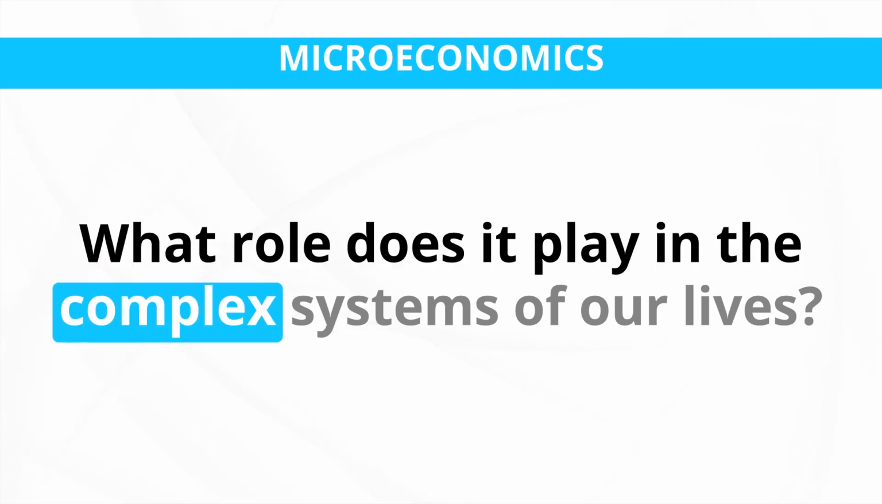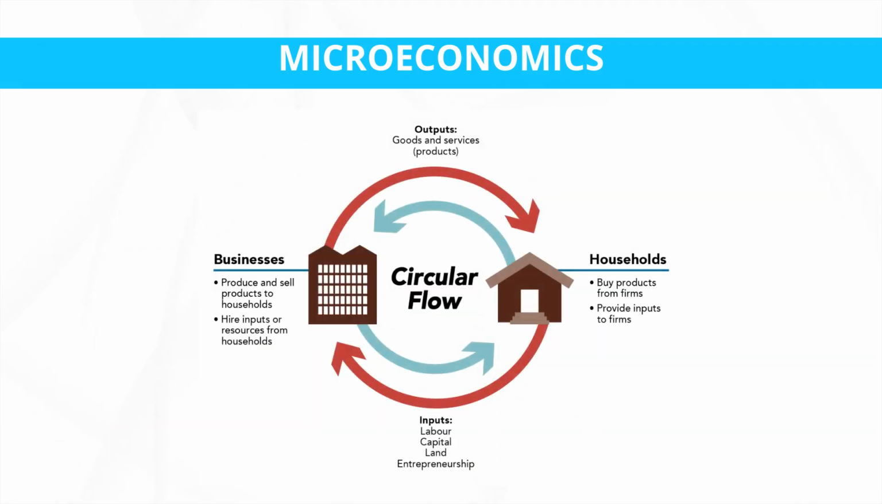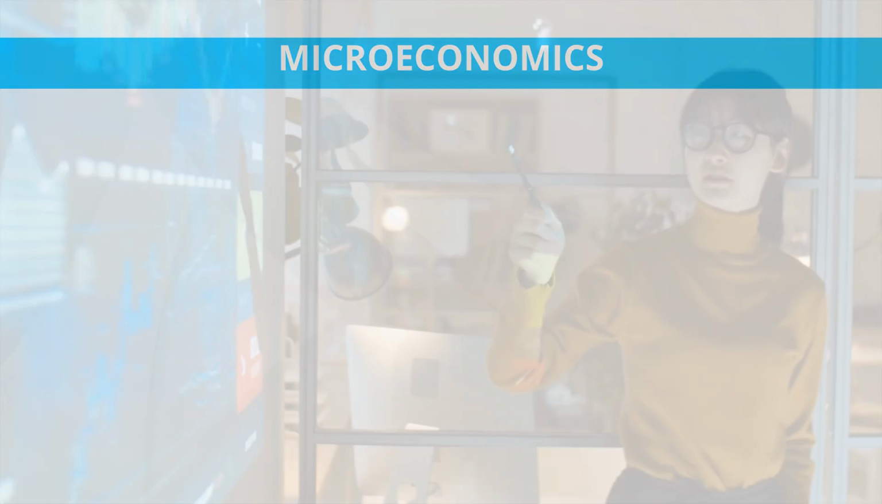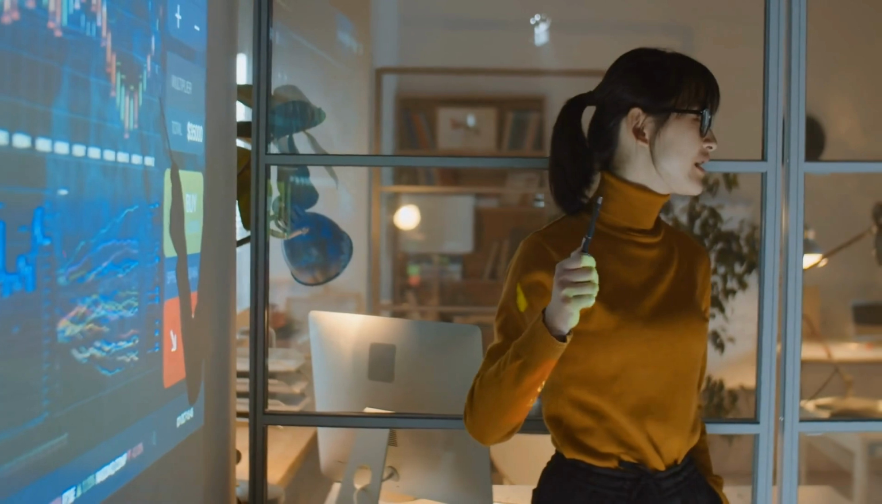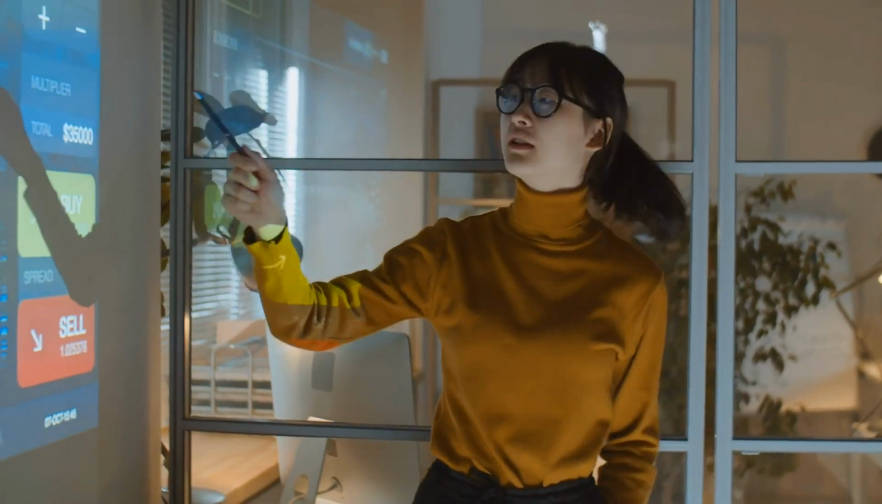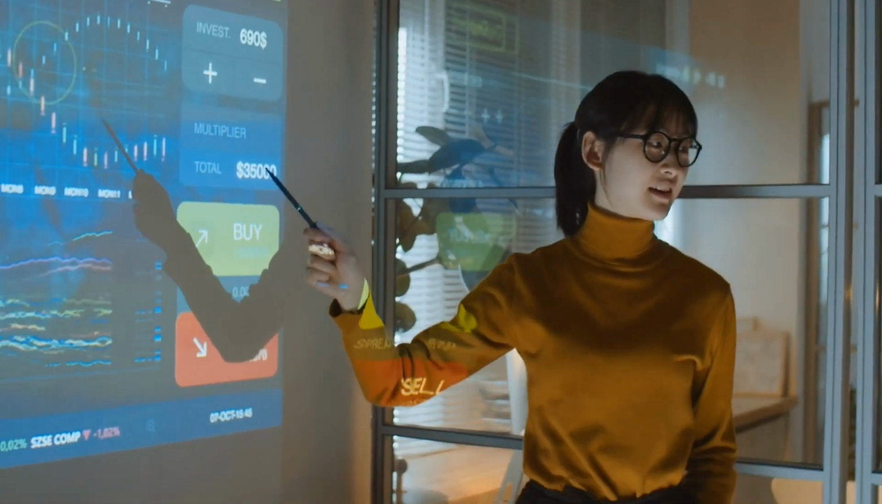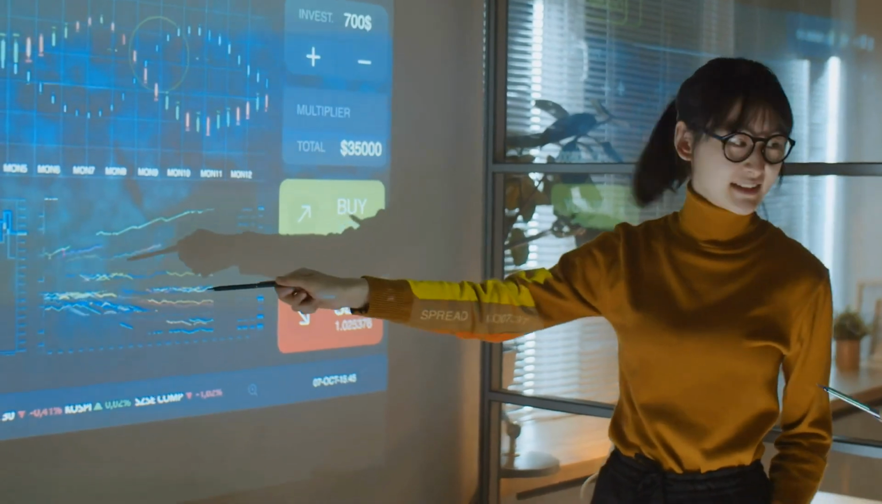Why do microeconomics exist? What role does it play in the complex systems of our lives? Microeconomics exists to provide a framework for understanding and analyzing the fundamental building blocks of the economy, the individual economic agents. It explores the mechanisms that drive the decisions made by households and firms, and how these decisions collectively shape market outcomes. The role of microeconomics in our lives is significant because it helps us comprehend various aspects of economic activities, such as why certain goods cost more than others, how consumer preferences influence product demand, and how firms optimize production and pricing strategies.